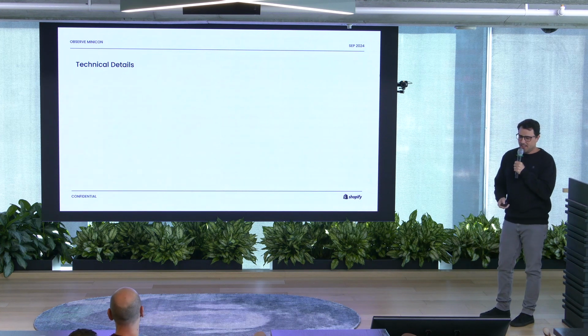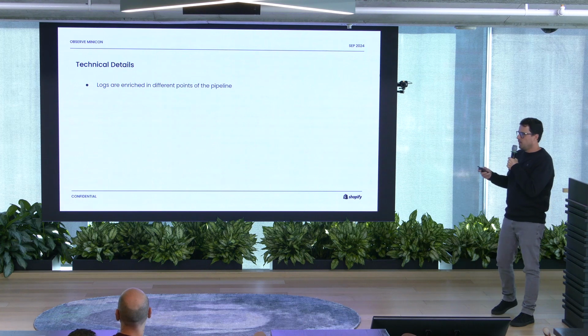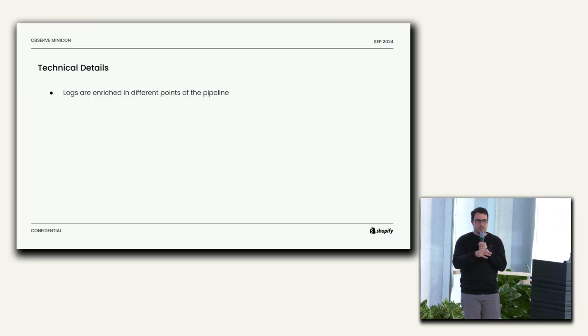Right, some more of the technical details. Logs are enriched in different points of the pipeline, so there are many places where we need to add extra metadata or enrich the data for users to be able to query them in Observe, like where this log was generated, in which pod, in which cluster, and so on and so forth.